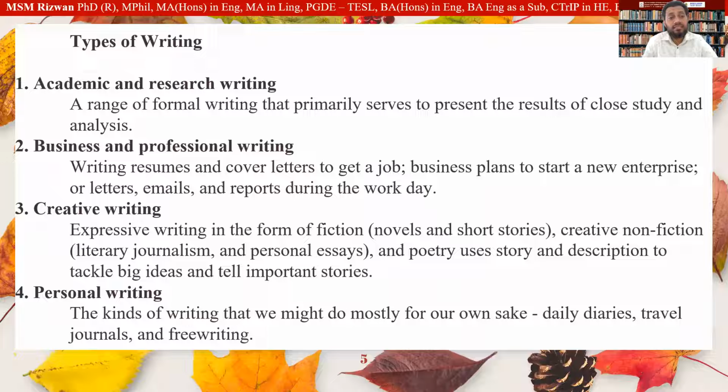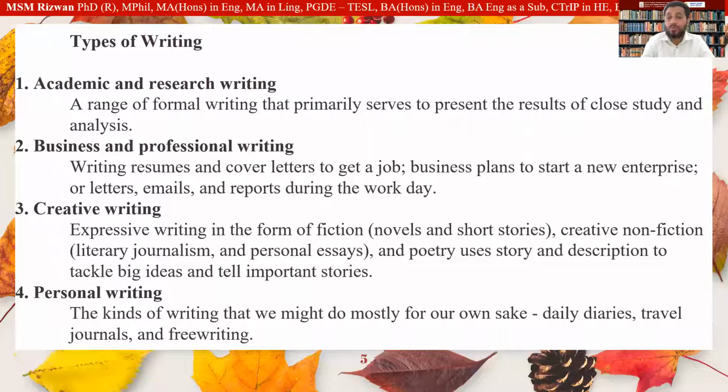And you have to know the second type is business and professional writing. It's about writing resumes and cover letters. You may happen to use resumes as well as cover letters to get a job in the government sectors as well as in the private sectors. As well as you may have some business plans to start a new enterprise, or else you may write letters, emails, as well as reports during the workday. So all these writings can be categorized under business and professional writing.